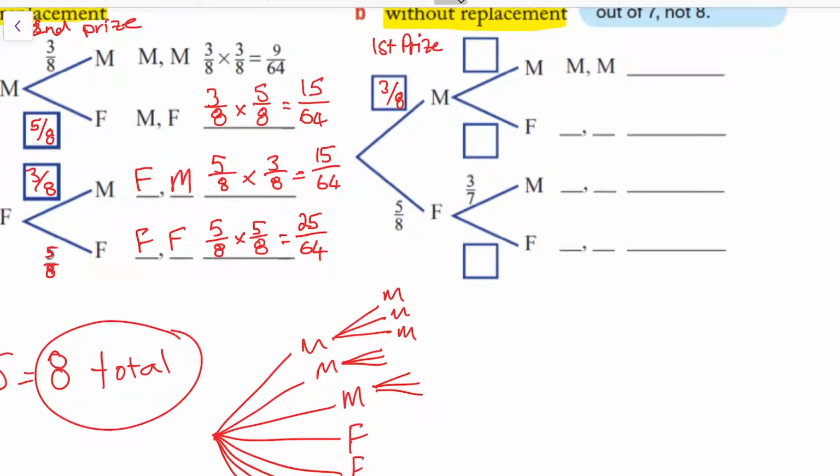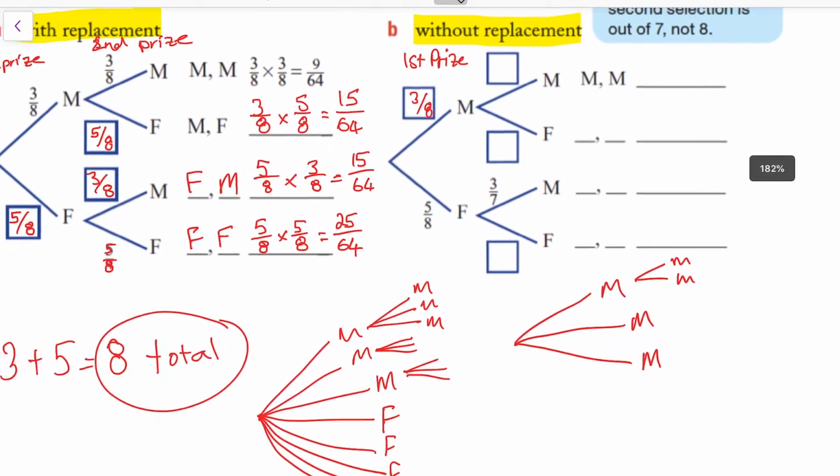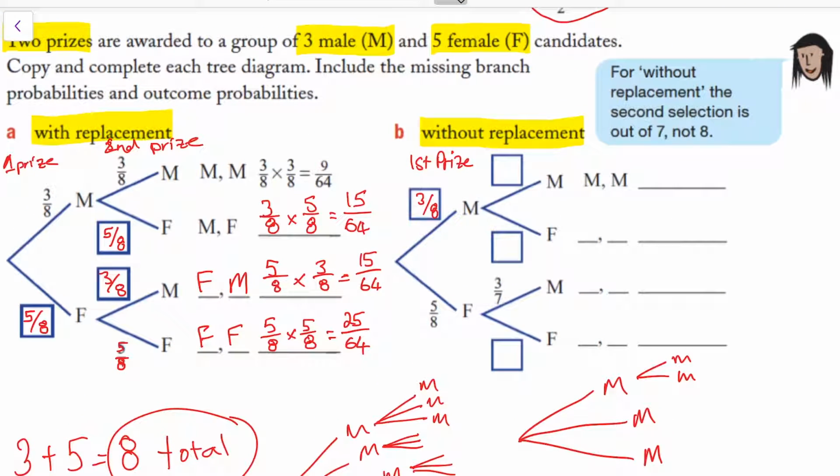So if I was to do it the long way, first option we have here is 3 males for the first prize. But now because he won the first prize, he's out of the running for the second one. Okay, so now there's only 2 males left in the running, as well as 1 less person in total. So it's now 2 over 7. So that's where you just need to be a little bit careful. When you do it without replacement, you're removing a person from the chances of winning. So it's now 3 over 8 times 2 over 7.